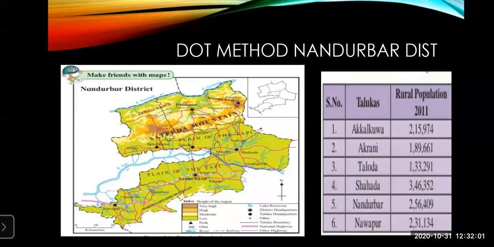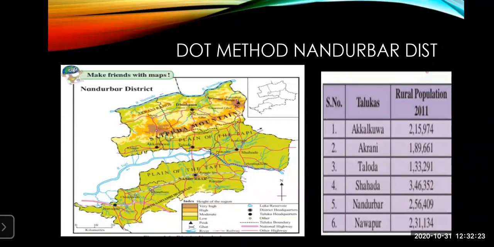3,46,352. Then Nandurbar is 2,56,409. Then Nawapur is 2,31,134. Now the scale of one dot is given for us as 10,000. As I told you, we'll go to the next slide.